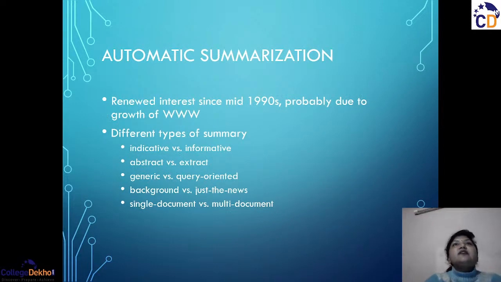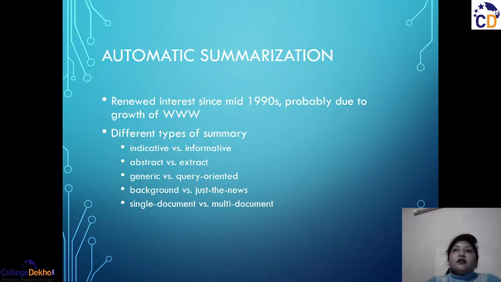Then we have automatic summarization. Now let me give you a brief introduction to automatic summarization. One application: suppose I have a book of like 100 pages, and I need to complete it within 5 days. So it's like reading 100 pages daily. I need to read some of the pages to complete that book. I have a burden to complete that book, right?